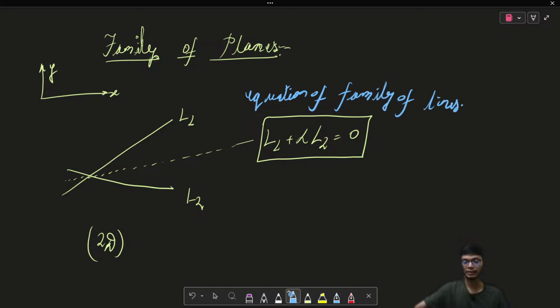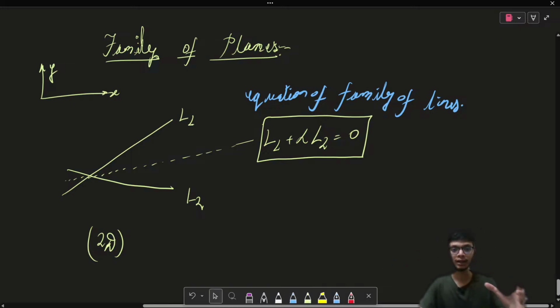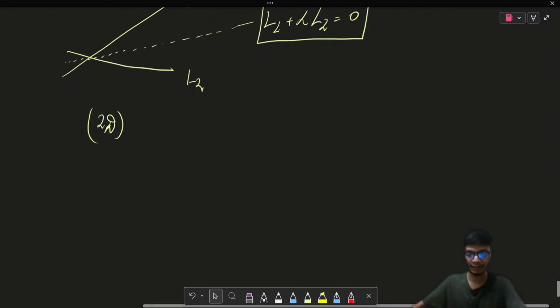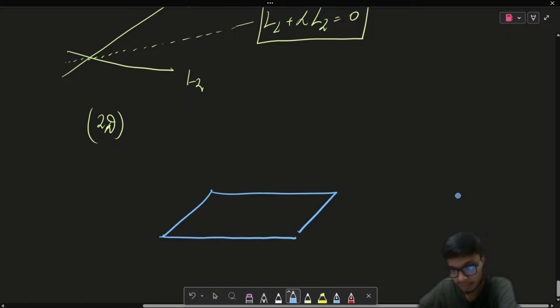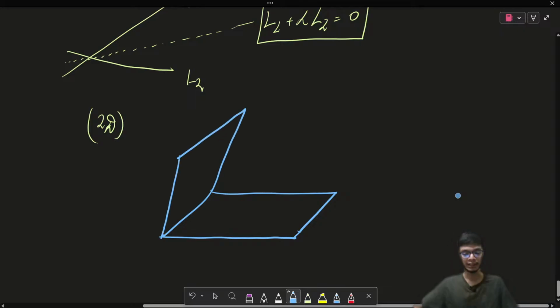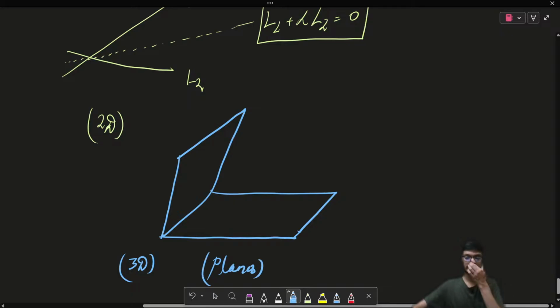So in a similar manner, we will use this fundamental concept and extrapolate it to the case of three-dimensional geometry. What I'm trying to explain is that in three-dimensional geometry, instead of a line, if I have two planes, something like this. This is a three-dimensional geometry thing. So we now have planes with us.